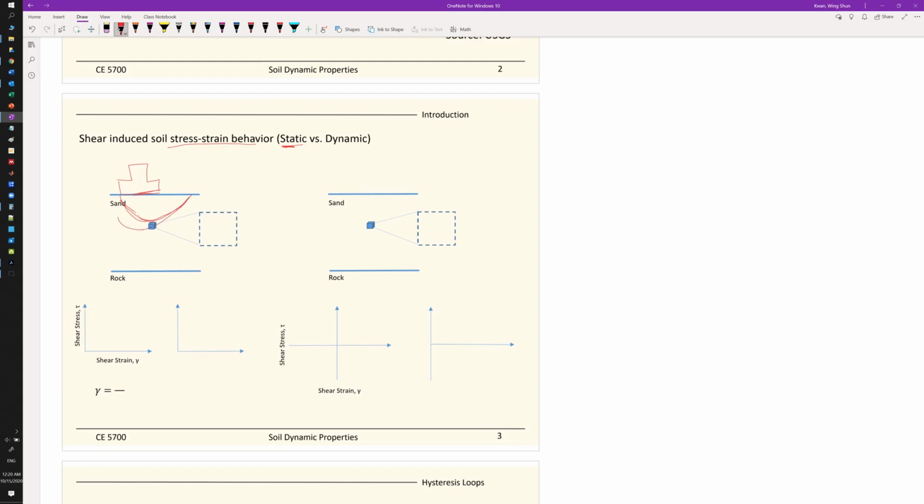We want to know how the stress is passing through the soil elements. The loading here provides a shear force on this piece of soil element. We have a loading trying to deform the piece of soil, and I'm extracting the deformations.